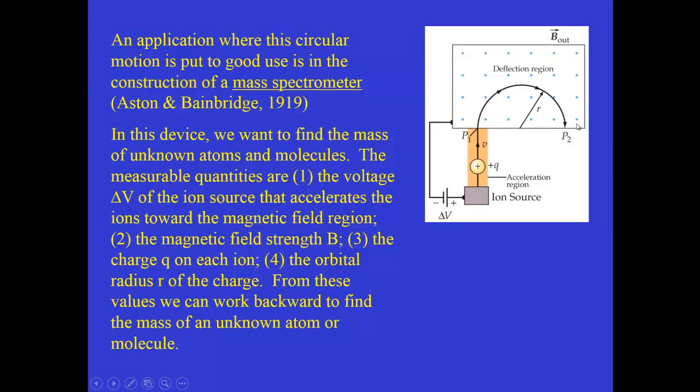So if we can measure where the charged particle hits the detector, we can measure the distance, which would be equal to the diameter of its orbit, and that would give us the radius. So in this device, we will use the radius that the charge traces out in order to find its mass. We can measure the voltage of the ion source that accelerates the ions toward the field, and that will be a way of determining what the initial velocity is. We can measure the magnetic field strength if we know the charge on each atom, and then inside the spectrometer we can measure the radius of the orbit. From all of those quantities we can work backwards to find the mass of the particle. And so this is a very useful way of taking this phenomenon and employing it to measure the mass of an unknown particle.